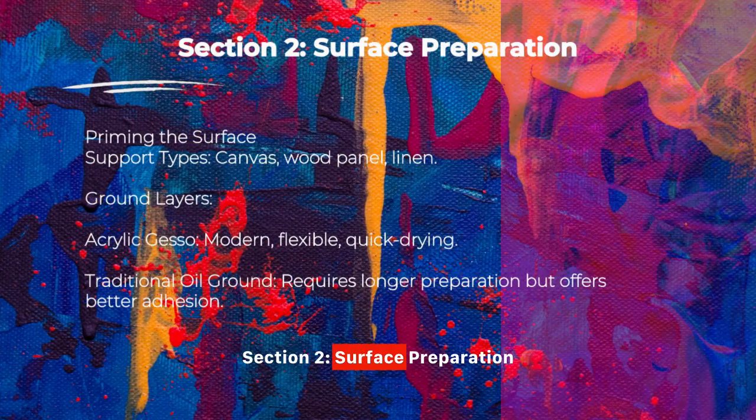Section 2. Surface preparation. Priming the surface. Support types: canvas, wood panel, linen. Ground layers: acrylic gesso, modern, flexible, quick drying. Traditional oil ground requires longer preparation, but offers better adhesion. Toning: initial staining of the surface to reduce stark whiteness and unify values.